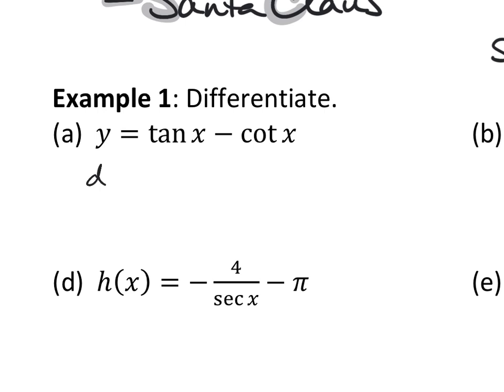Oh, this one's not prime because this is a y. dy over dx says I'm taking the derivative of y with respect to x. Okay. What is the derivative of tangent? Secant squared of x. What is the derivative of cotangent? Negative cosecant squared. But if it's already negative, what's negative negative? Positive cosecant squared. Voila, you just took your first derivative of a trig function.